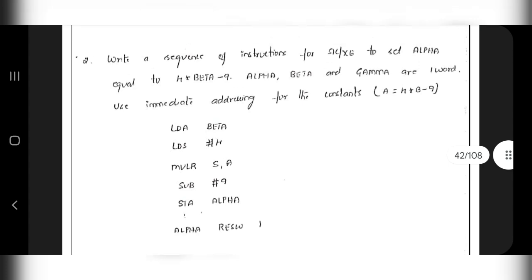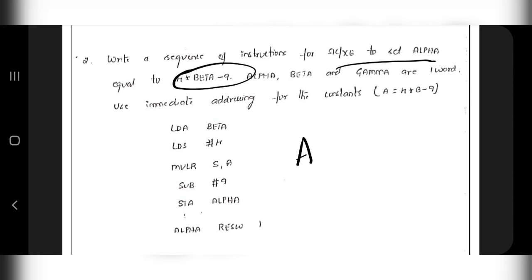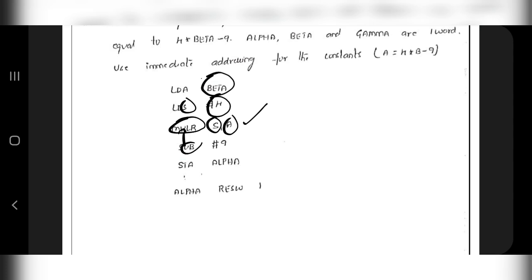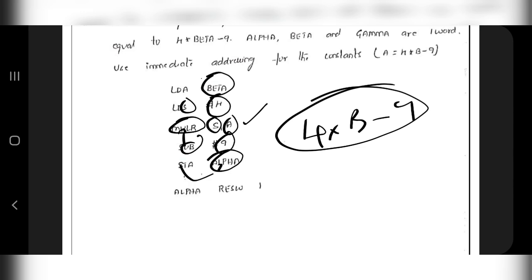And write a sequence of instructions for SIC XE to set alpha equal to 4 into beta minus 9. So load into register A beta and load 4 into register S, multiply both the registers with MULR S, A, and the answer will be stored in A. Subtract 9. So it will be nothing but 4 into beta minus 9, and that answer should be stored in alpha. So that will be in register A, that will be transferred to alpha.